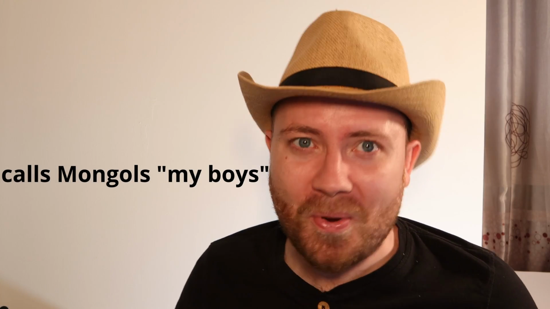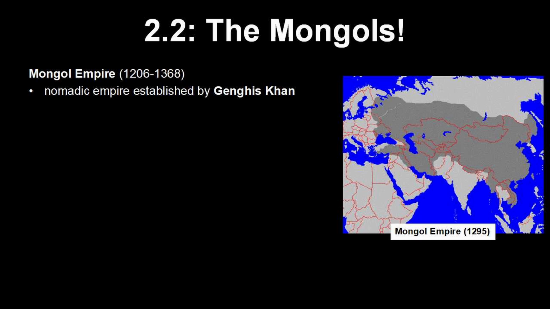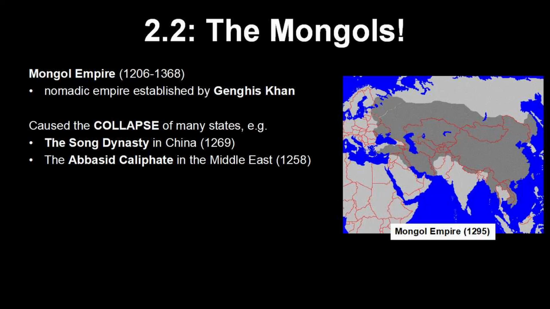Let's get back to the Mongols. Yeah, let's talk about my boys. Of the whole cast of characters in Unit 2, the Mongols are definitely the biggest stars. They make a big impact, for better or for worse. First thing we need to know about them is that they caused the end of a lot of states. Most famously, the Abbasid Caliphate in 1258 and the Song dynasty in 1269.